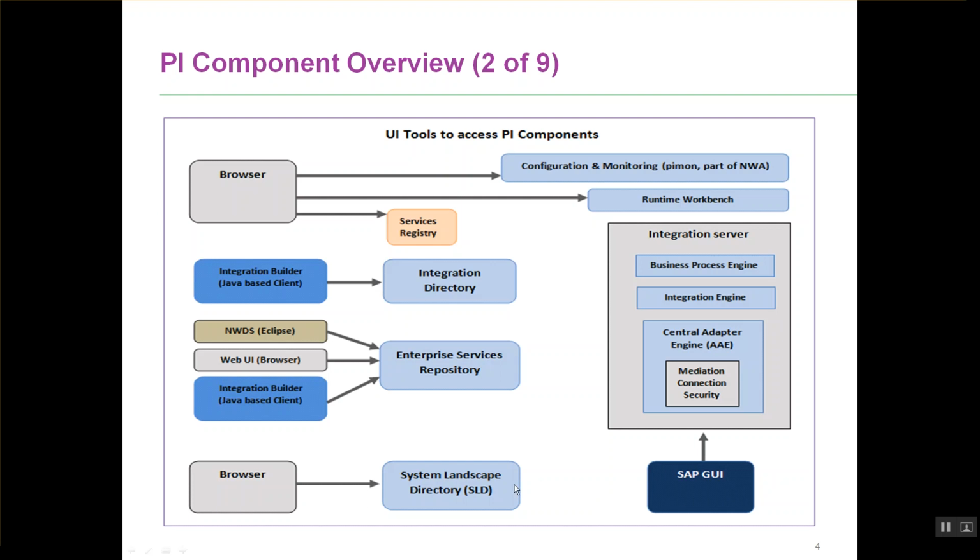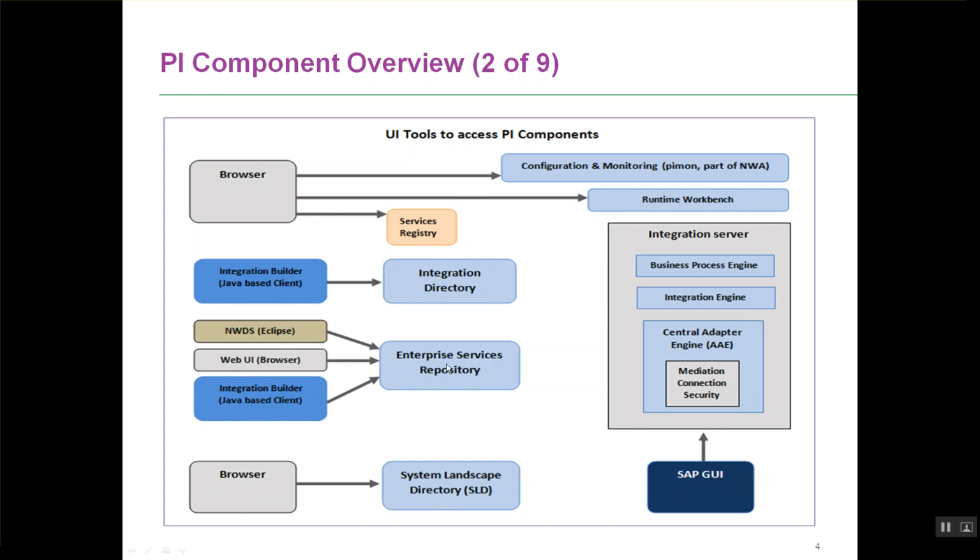The system landscape directory is accessed via a browser. You can use Internet Explorer, Chrome, or Firefox. There are certain restrictions around which version of browser supports which version of PI, but at the end of the day, the front-end tool that you use to connect to the system landscape directory is a browser. The enterprise service repository is your design time of PI, where you design your interfaces.